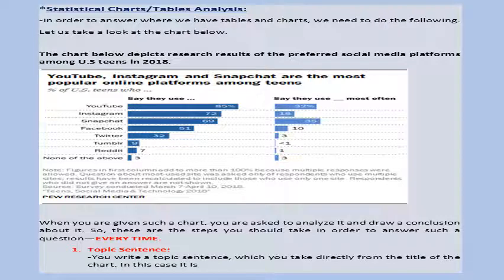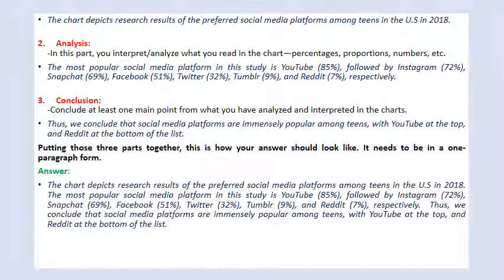Statistical charts, table analysis. Okay, we've gone through that a lot. For such questions, the answer is made of one paragraph, the topic sentence, okay, and then the analysis, and then the conclusion you make. Okay, the reason I'm not going through this is because I gave you this example before. Your answer should look like this. The topic sentence taken directly from the labeling of, from the title of your chart or graph or whatever.